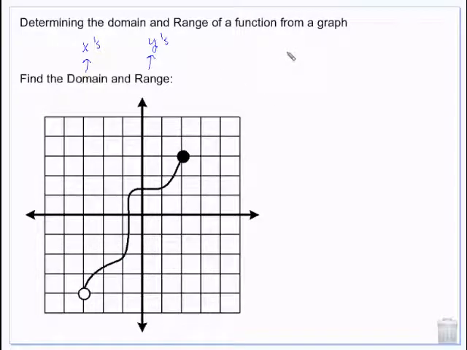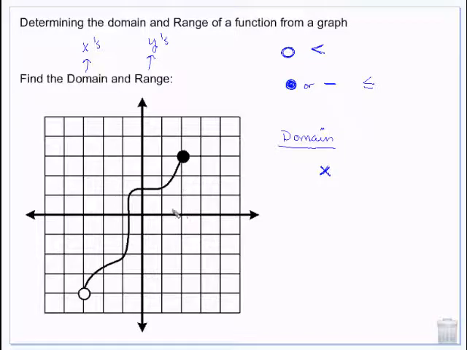Now, when we have an open circle, we use less than. When we have a closed circle or a piece of the line, we use less than or equal to. And that'll make sense in a second. All right? What we're going to do is for the domain, we're going to have x because the domain is x.